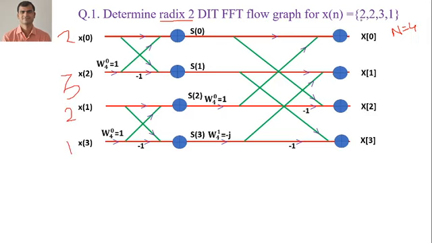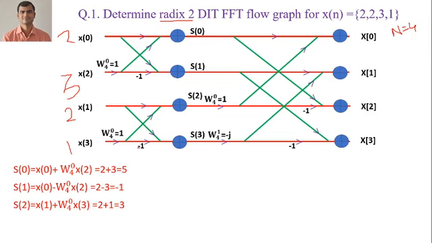See, this represents the values of x of 0, x of 1, x of 2 and x of 3. So simply you do the calculation. S0 is the addition of x of 0 plus W40 times x of 2, and the value of W40 is 1, so whether you consider it or not, it is equal to 1 only. So 2 plus 3, and for S1 we have 2 minus 3, so it becomes minus 1. Then for S2 it is 2 plus 1, and for S3 it is 2 minus 1.